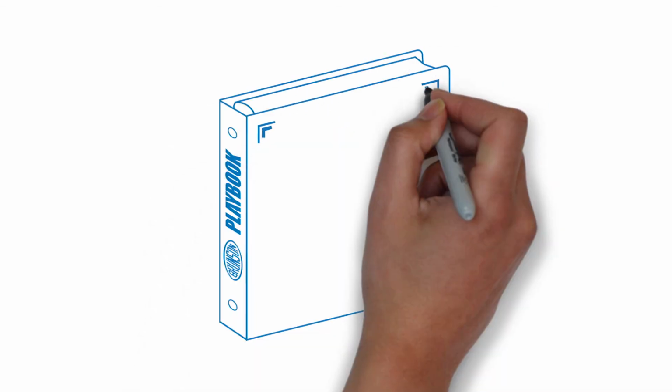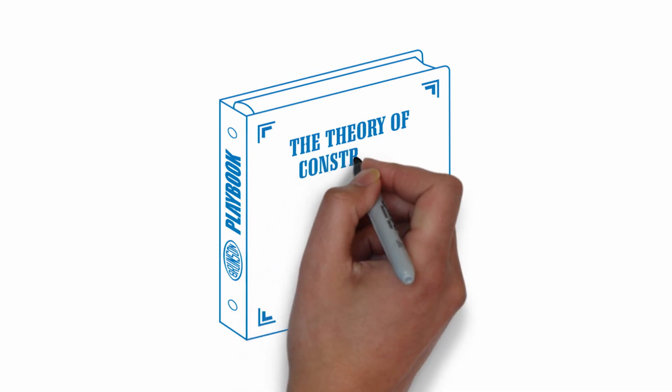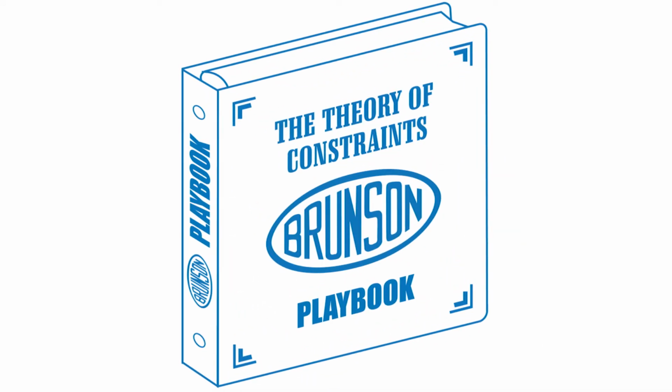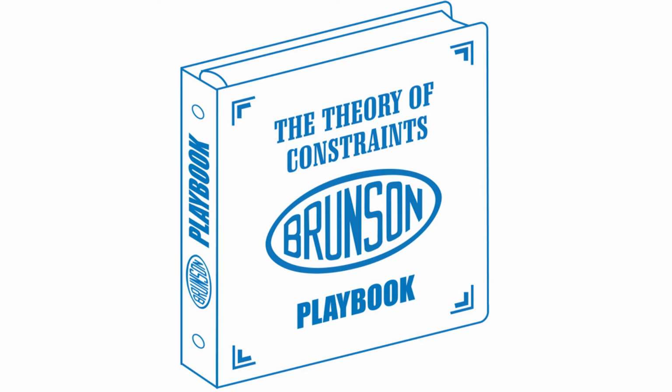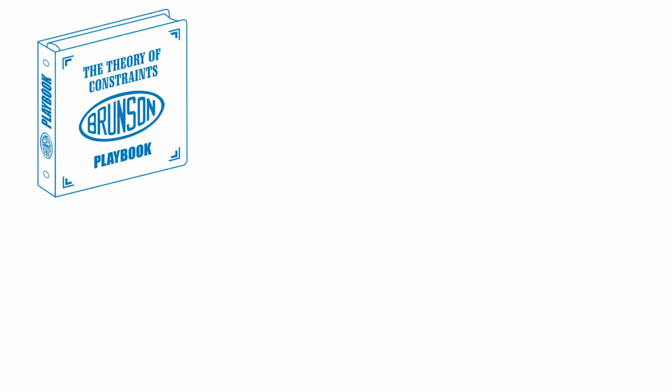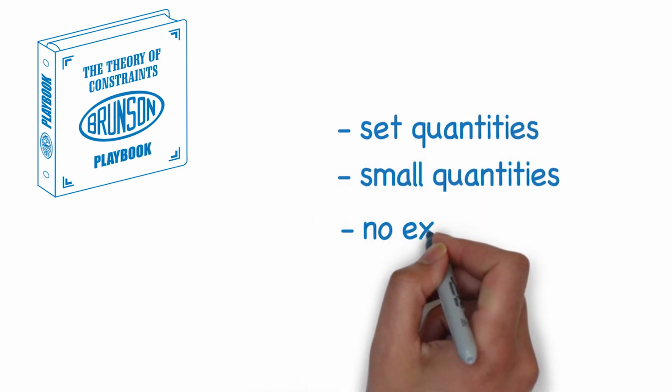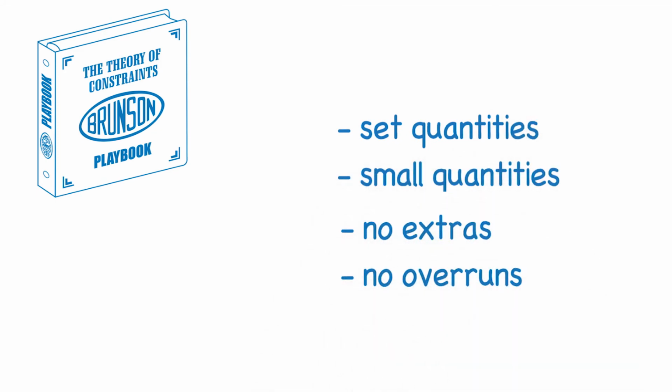So, we've got our playbook, and we're on the same page. What can our machinists expect then? They should understand the basics of the theory of constraints and how it affects their workflow and output. And what are those basics? They'll be asked to create set quantities, and probably small quantities, of the parts they're making. No extras, no overruns. Right.